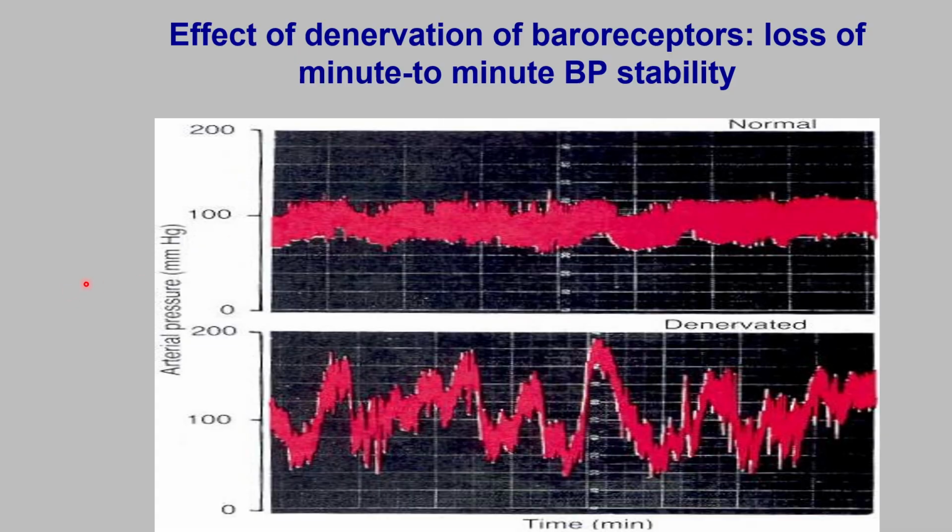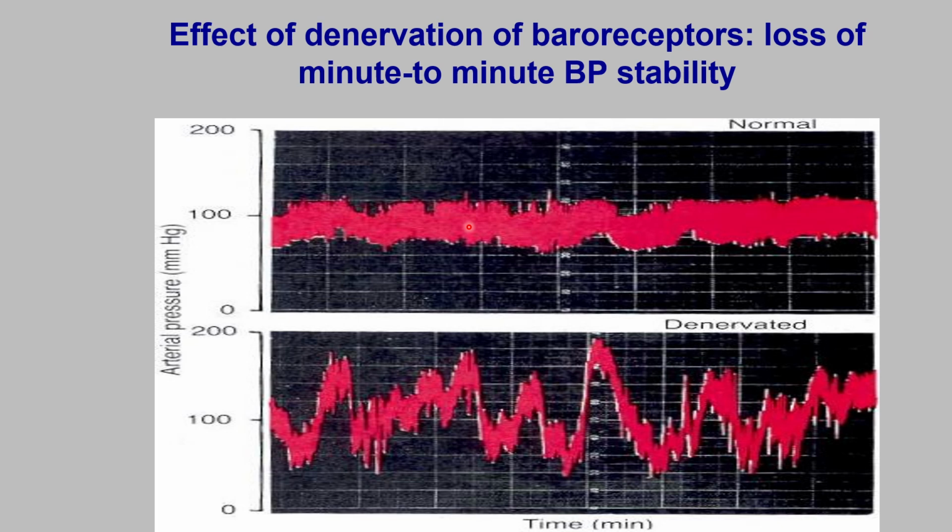So what happens if you cut off these baroreceptors? This slide demonstrates the result of that maneuver. In the upper curve is the normal blood pressure, and as you can see, it varies, but it varies within a narrow range. That's because the baroreceptors are keeping a tight control of these values. If it goes up too high, then they cause vasodilation. If it goes too low, they cause vasoconstriction.